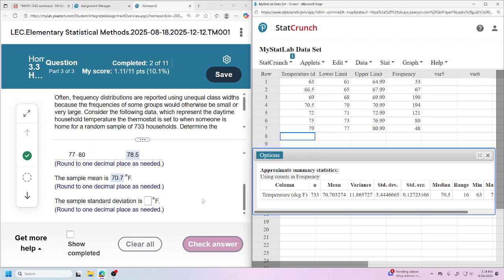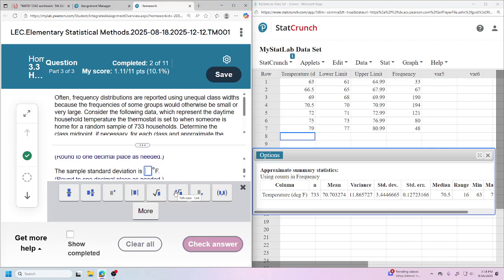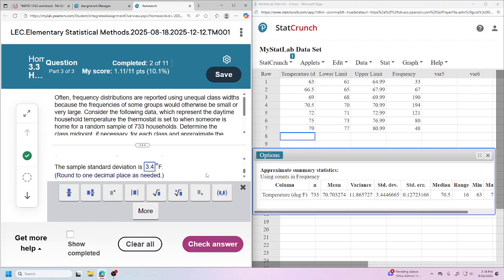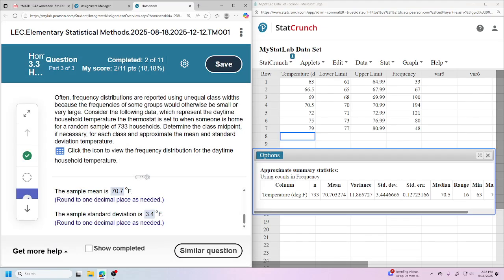And then it says sample standard deviation. We already got that. 3.44. Oh, 3.4, I guess. There you go. Okay, we did it. We're done. Whew.